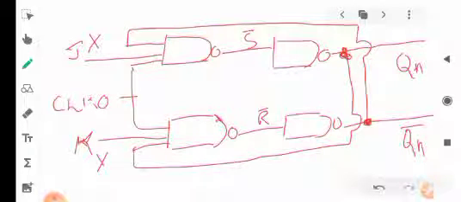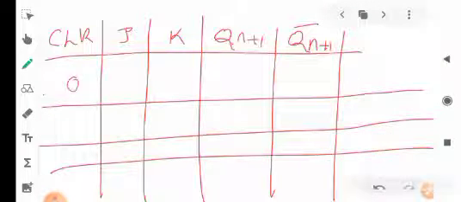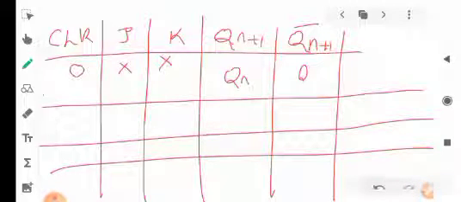So what will be the output? The output will be its previous output. It will be recalling its previous state. When you are not giving any input and the clock is 0, then J is equal to X, K is equal to X, and the output will be Qn and Qn complement. The previous value will be equal to the next value. Qn plus 1 is the next state, and this is the previous state.